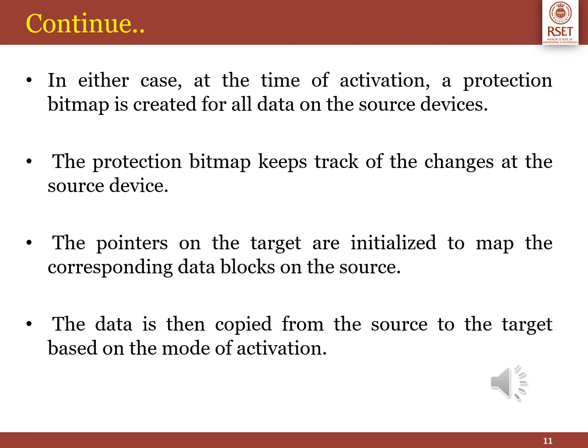In both cases, at the time of activation, a protection bitmap is created for all data on the source devices. Pointers are initialized to map the empty data blocks on the target to the corresponding original data blocks on the source. The granularity can range from 512-byte blocks to 64 KB blocks or higher. Data is then copied from the source to the target based on the mode of activation.